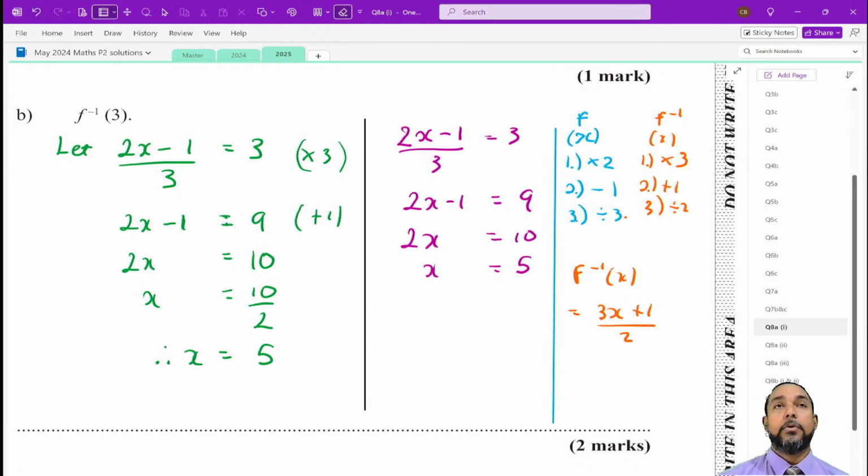So again, it's one method. The other method is the more conventional transposition. What you would do is put y here, let the function equal y, and then one by one, make x the subject, and then just switch out x and y.